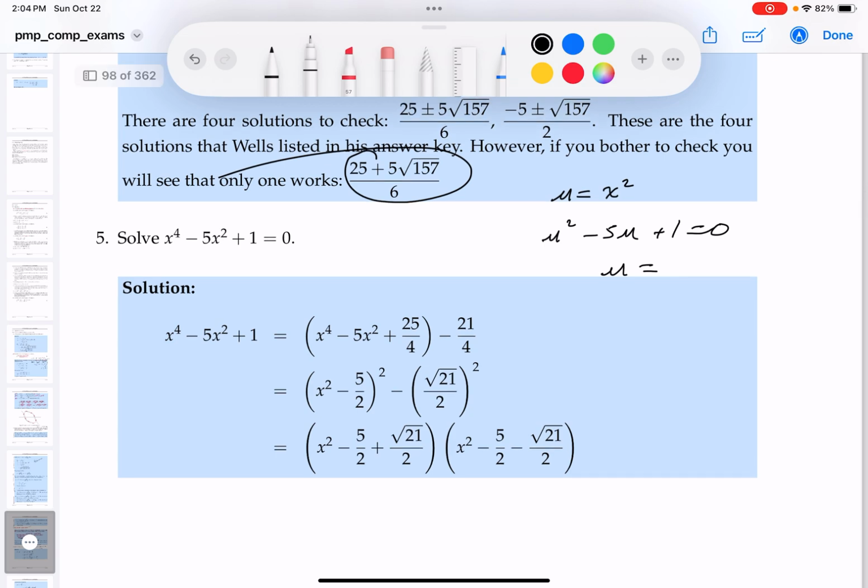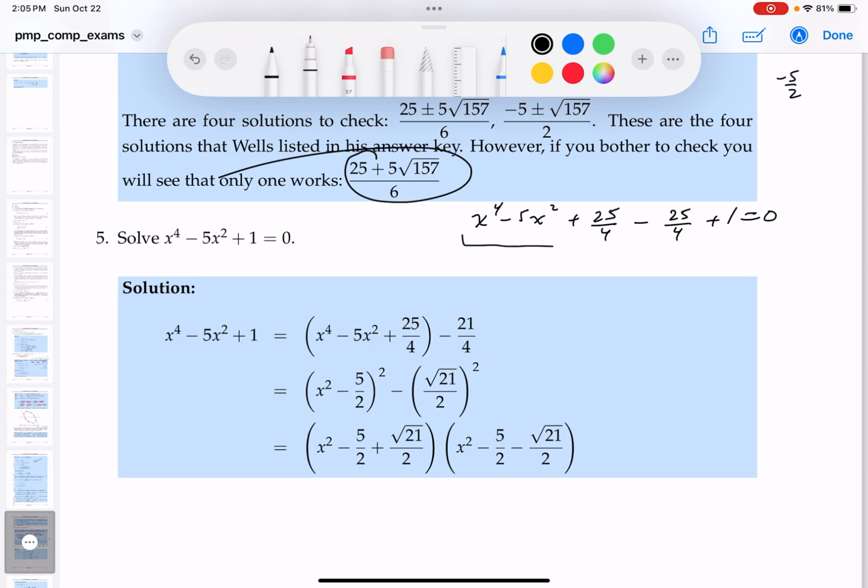But I want to point out there's a different approach to the problem that's really not often discussed with students, and that's completing the square. So let me take a look at it, and I'll tell you what I mean. If I were looking at x to the fourth minus 5x squared, and I were to complete the square, half of minus 5 is minus 5 over 2, and if you square that, you'd get 25 quarters. Then I'd have to subtract 25 quarters so it doesn't make a different problem, plus 1 equals 0, and you get a perfect square here.